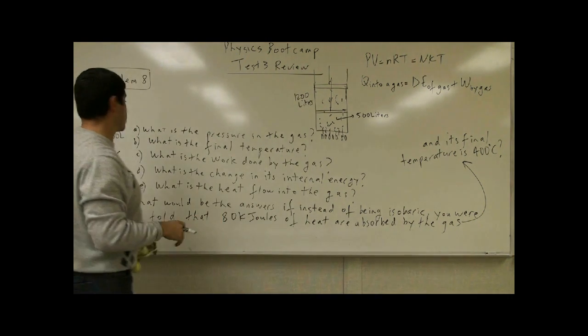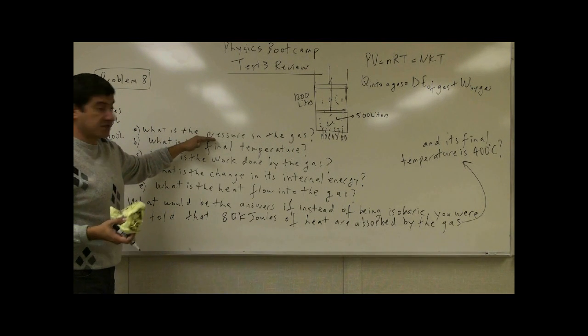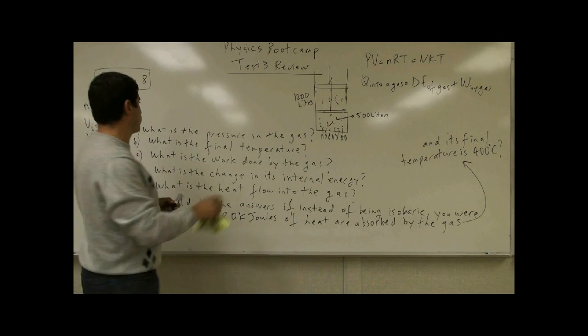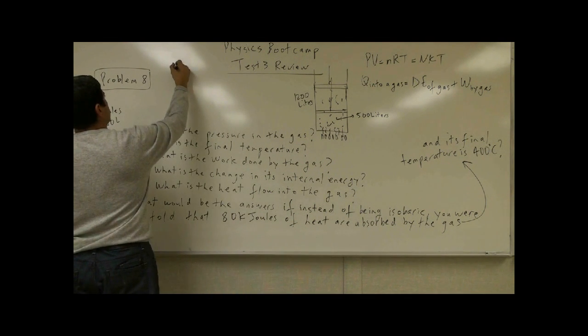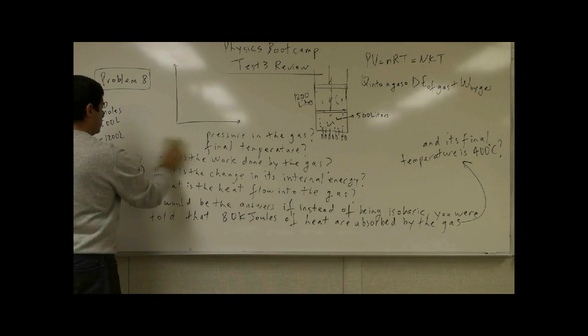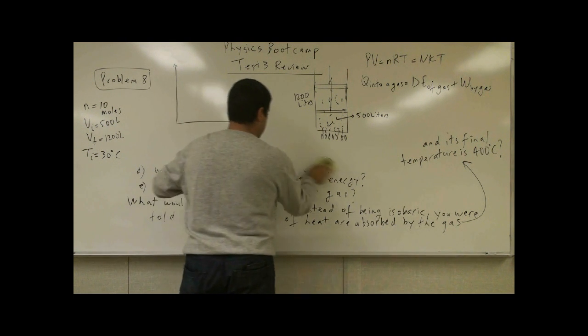And then the final temperature, we don't know. So we want to know what is the pressure in the gas. The pressure stays constant. What is the final temperature? And what is the work done? And so on and so forth. Okay? What does the PV diagram of this look like? So we can erase the questions here, some of the beginning questions.